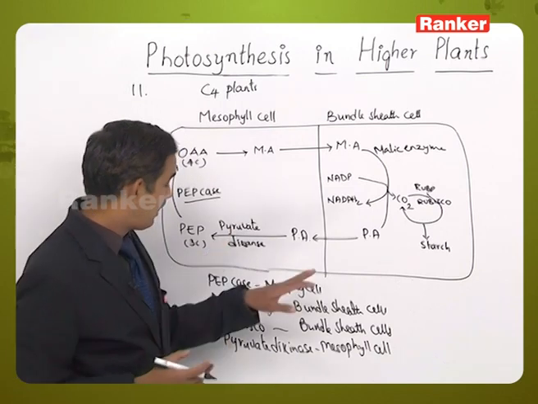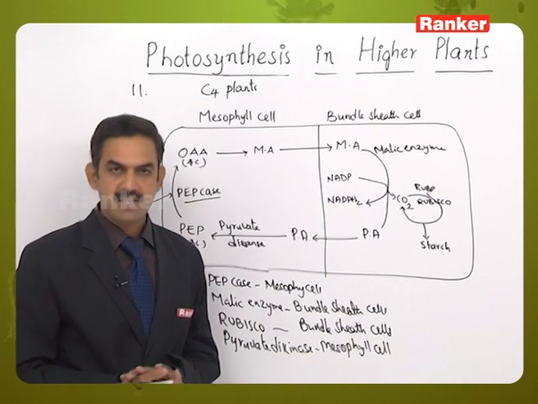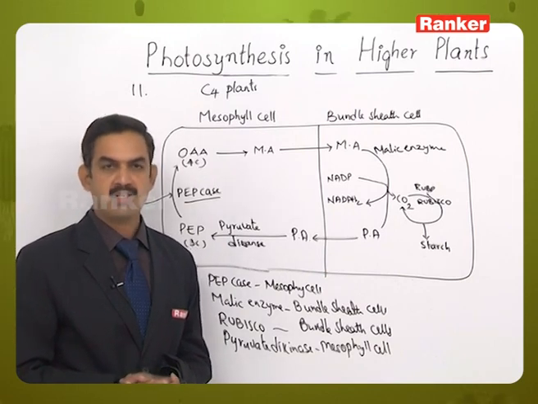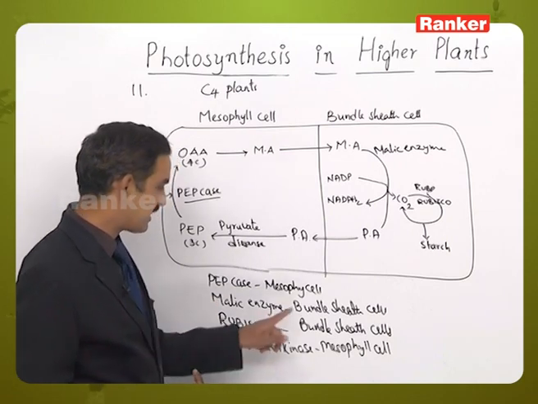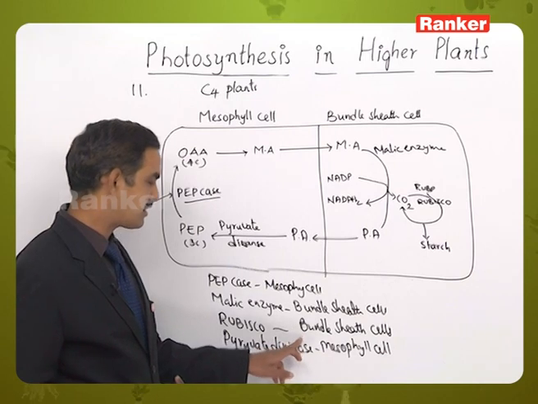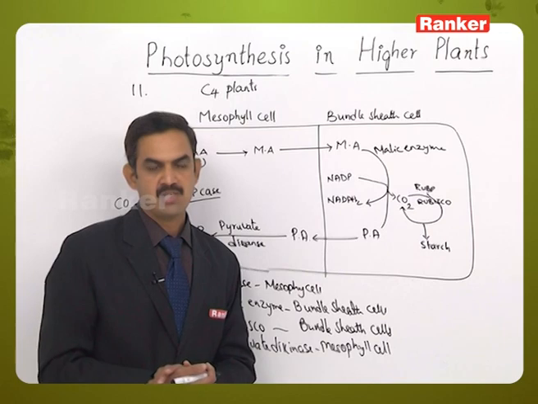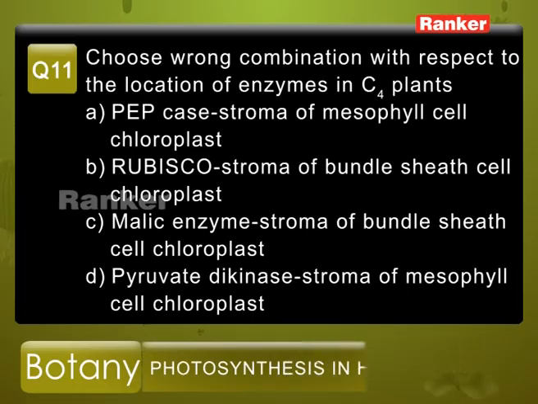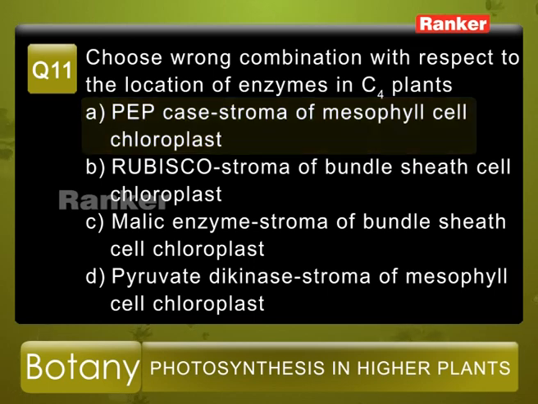So from the options, PEPcase being present in the chloroplast of bundle sheath cells is a wrong option, whereas the other 3 are correct: malic enzyme is present in the chloroplast of bundle sheath cell, Rubisco is present in the chloroplast of bundle sheath cell, and pyruvate dikinase is present in the chloroplast of mesophyll cells. So from the given options, option A is the correct answer.